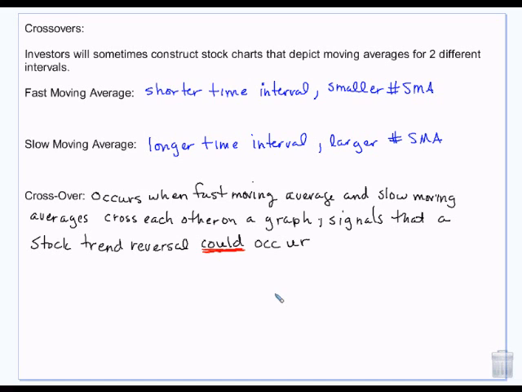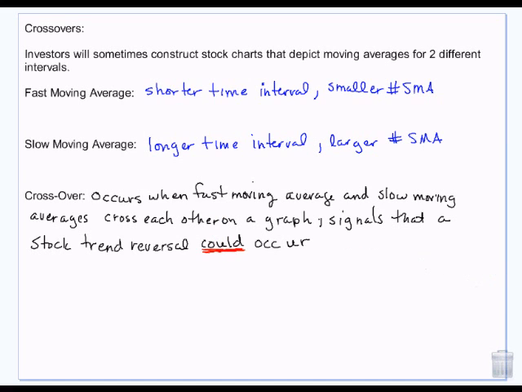Because the prices and the stock trends are influenced by people trading stock. And people are not 100% predictable in what they'll do. So you could get a crossover occurring on your graph. It could indicate that there's a stock trend reversal, but it's not guaranteed. But analysts use that to decide if it's a good time to buy or sell.